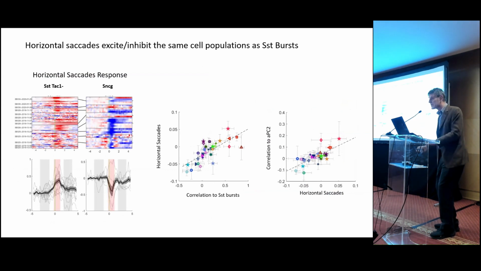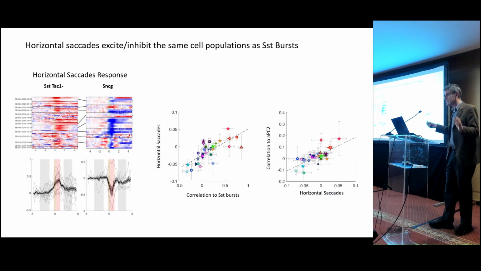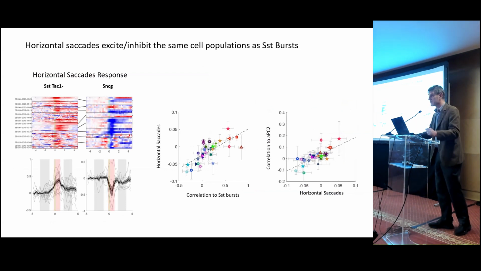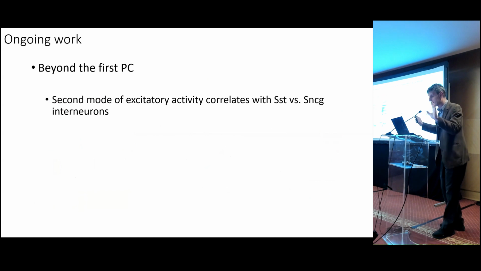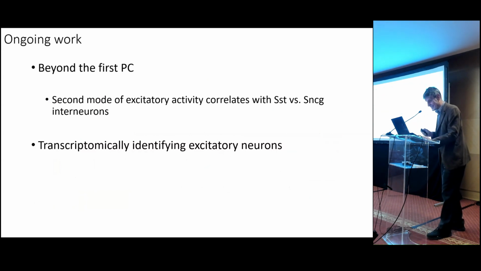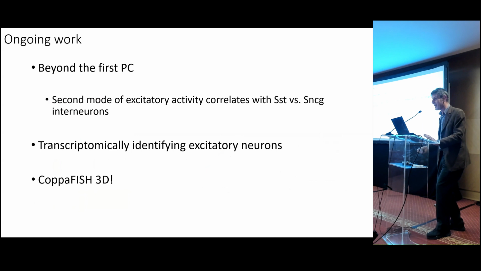It's not the only time we have this dimension of activity going on, but there's some sort of a correlation. So there's some sort of event that's going on in the cortex that involves the SST bursting, the SNCG suppressed. It happens at the time of saccades, but it also happens at other times too. We're still trying to figure out what that all means. The next thing we want to do, and if I was giving this talk 2 weeks later, I think I'd have some data to present on this, is transcriptomic identification of excitatory cells.